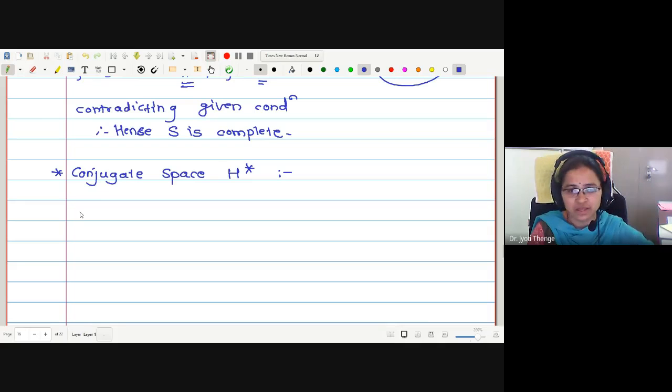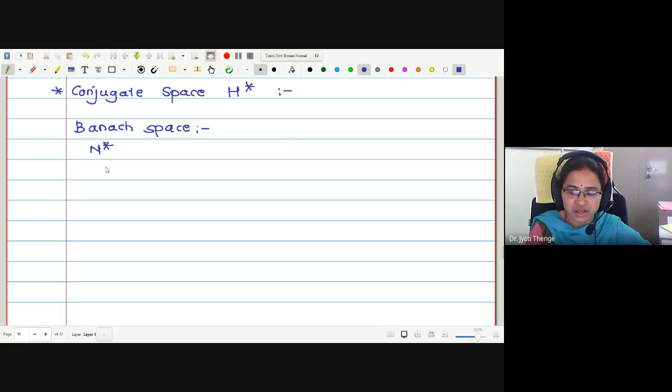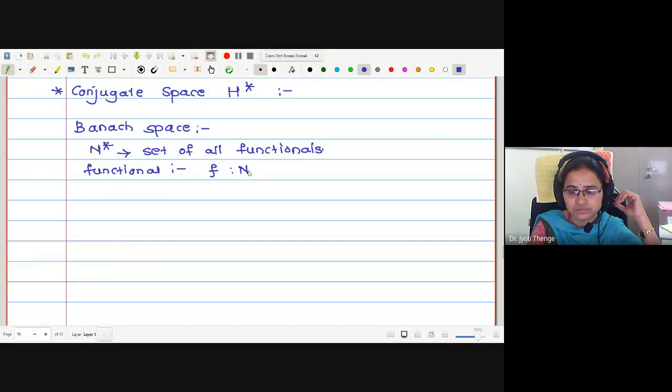Conjugate space in a Banach space. N star is the symbol we have used, no? What is that N star? N star is the set of all functionals. Good. What is a functional? A continuous linear transformation or a bounded linear transformation. Scalar valued, you are forgetting. N to K. Correct, no? That K must be either real or complex, right?